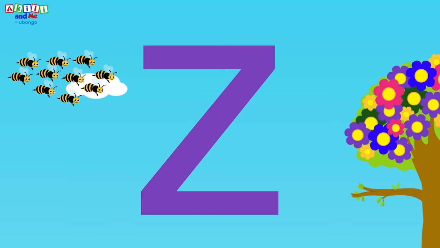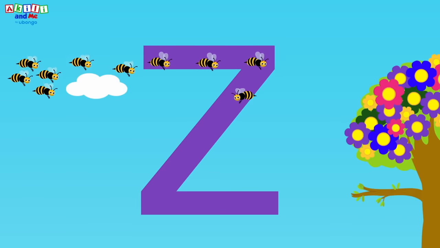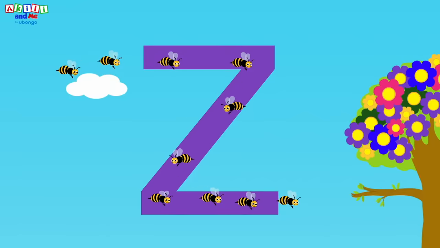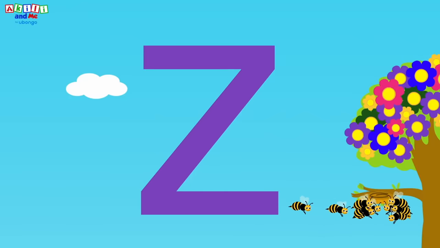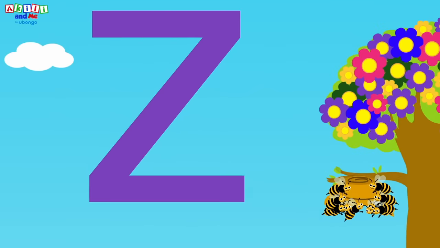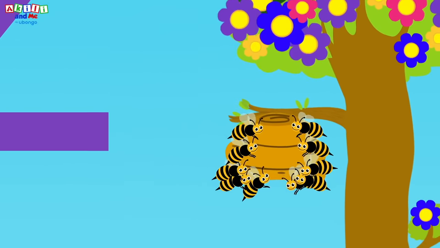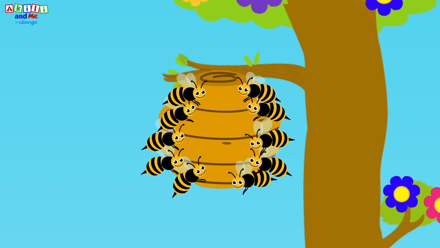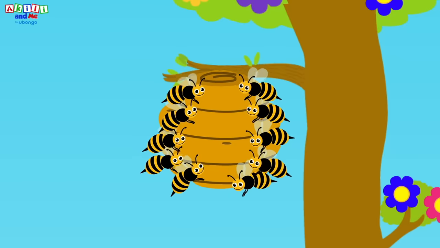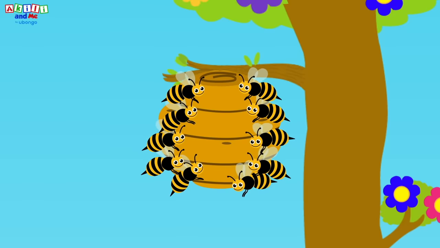The bees haven't spotted our path. Let's call them as loud as we can. Kids, say zzz. Even louder, kids! Well done, kids! You helped the bees find the tree. And now they have made a hive. And what do they make inside their hive? Honey!